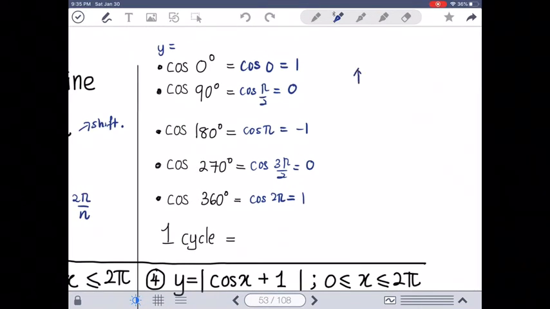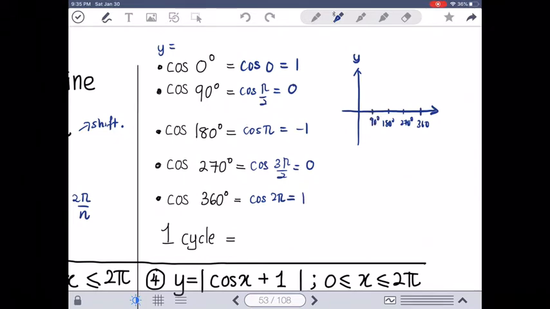Basically, if you draw the graph, this is your y, this is your 2 pi, maybe you can use 360 degrees, 180 degrees, 270 degrees, 90 degrees, and the maximum is 1, the minimum is -1.